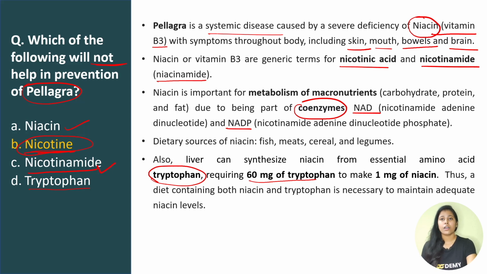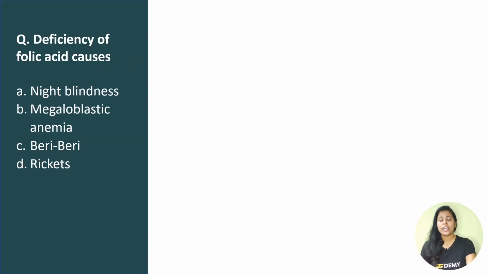Now, talking about vitamins, the nutritional aspect and the deficiency disorders aspect become very, very important for all kinds of examinations, and there are multiple questions on various types of deficiency disorders. If you see the next question, again it is related to the deficiency of a very important vitamin, that is folic acid. So the question is saying that deficiency of folic acid causes which of the following diseases? Night blindness, megaloblastic anemia, beriberi or rickets.